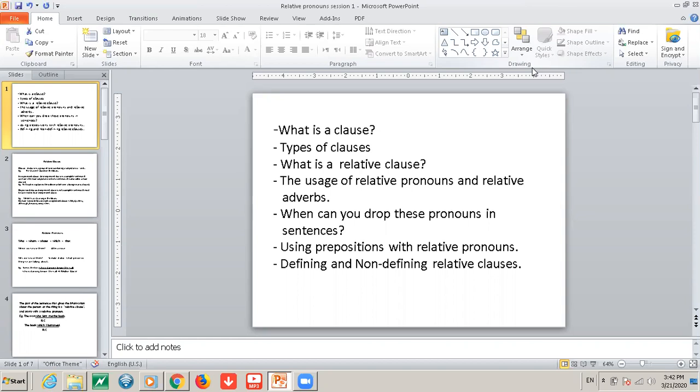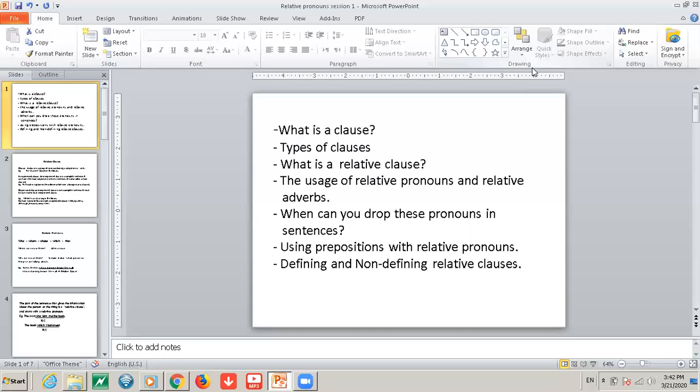So in this lesson, I will clarify the following. What is a clause? Types of clauses. What is a relative clause? The usage of relative pronouns and relative adverbs. When can you drop these pronouns in sentences? Using prepositions with relative pronouns. Defining and non-defining relative clauses.